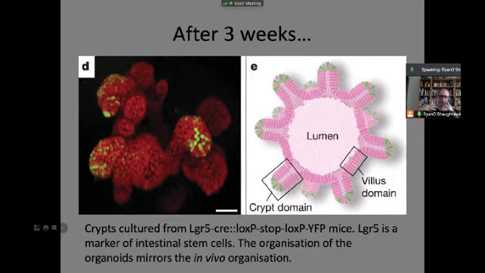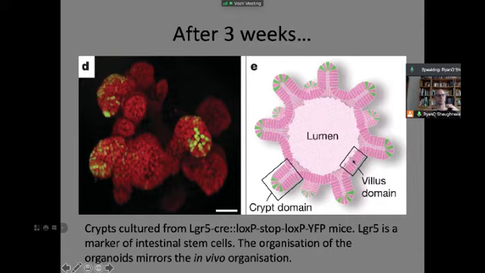After 3 weeks, we got these very complicated structures. These protuberances, these things sticking out, are actually the crypts. We can tell this because a marker of the crypts, LGR5, which is being expressed by these transgenic mice, can be seen in these crypt domains. And if we took a cross section through these organoids, we would see a large lumen on the inside, and the villus domain, the bits that the villi normally stick into the lumen, are these flat regions here.